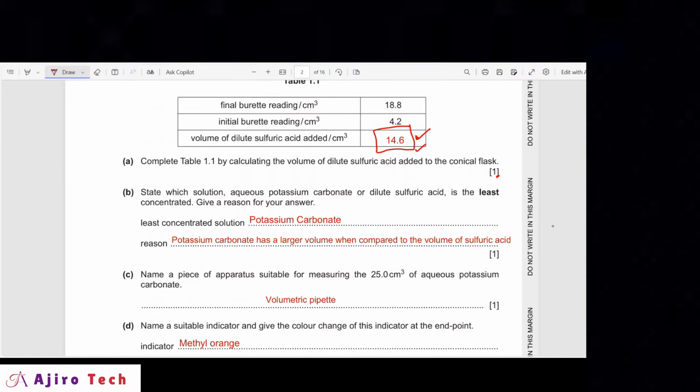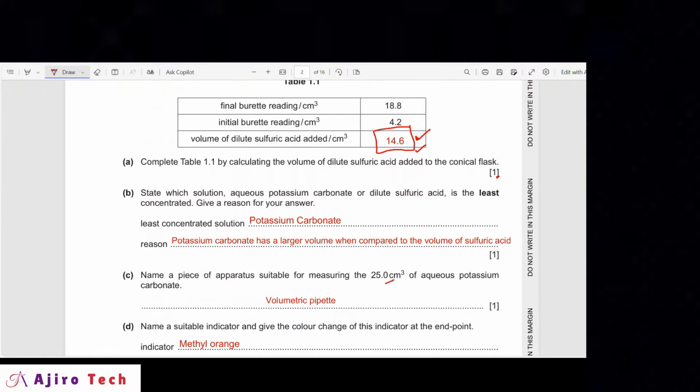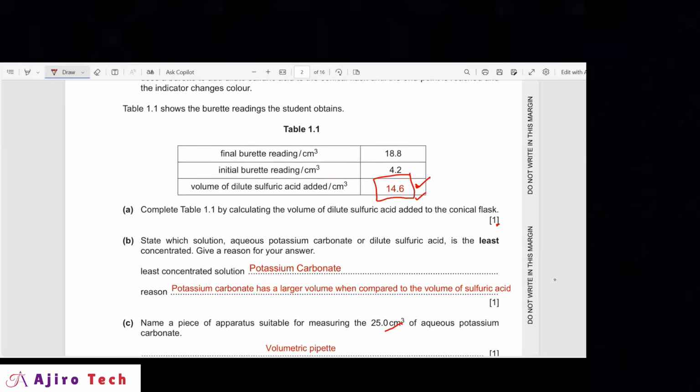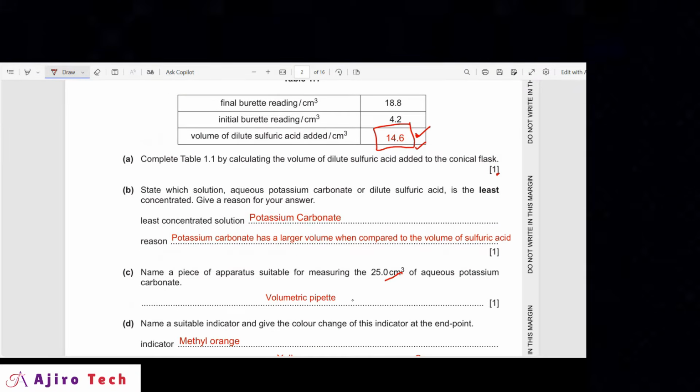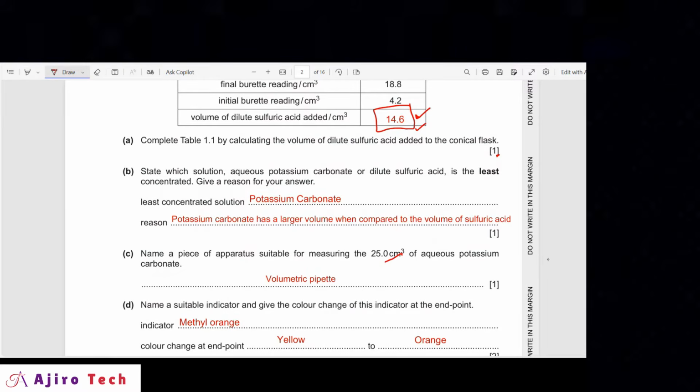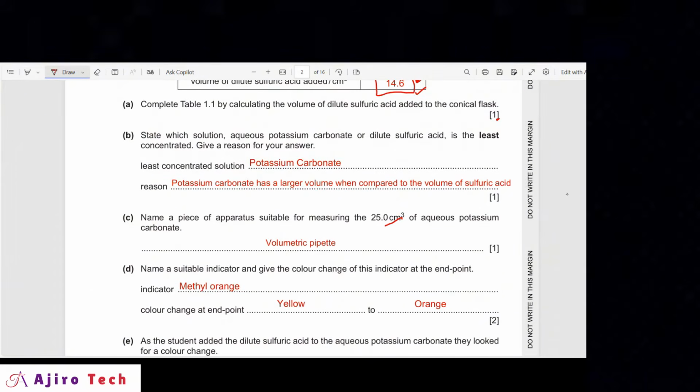Okay, so name a piece of apparatus suitable for measuring 25 centimeter cube of aqueous potassium carbonate. Now, since 25 centimeter cube is an exact volume, the most suitable apparatus would be a volumetric pipette. Remember that pipettes measure exact volumes and they are very accurate. Name a suitable indicator and give the color change of this indicator at endpoint.